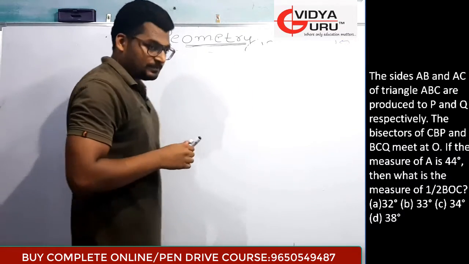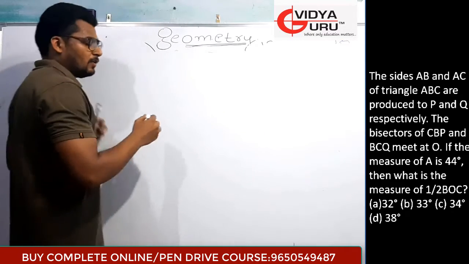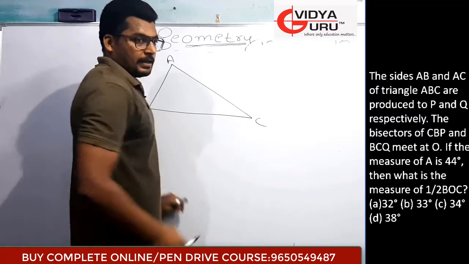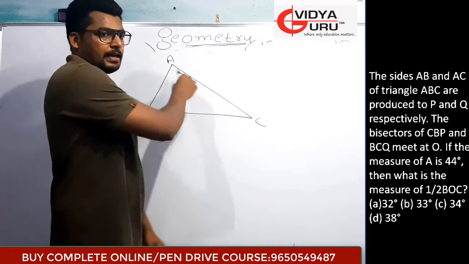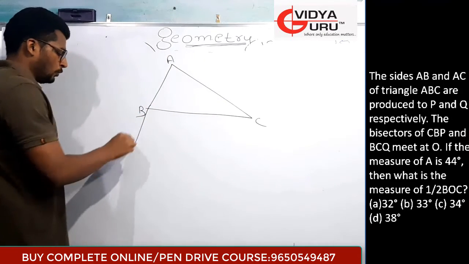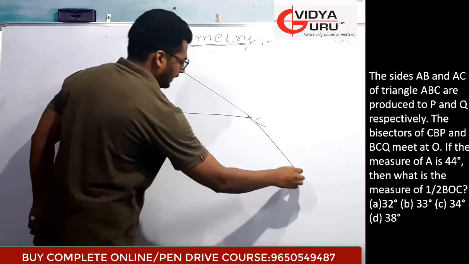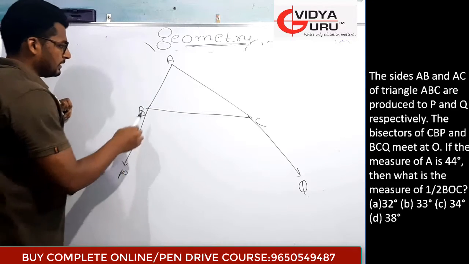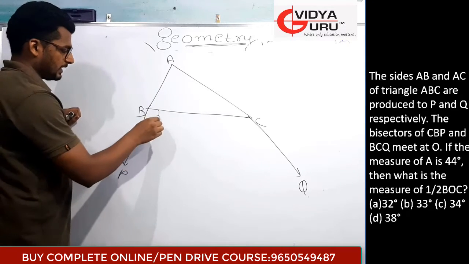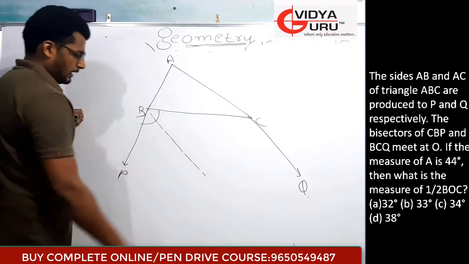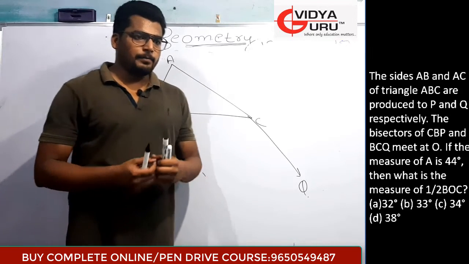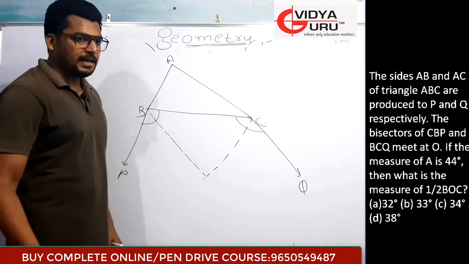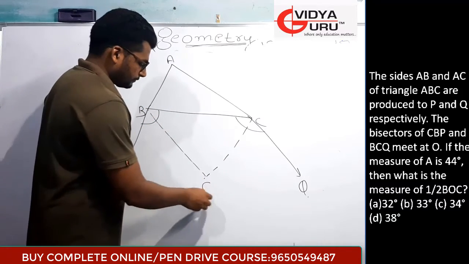What is the next question saying? The sides AB and AC of triangle ABC are produced to P and Q. The bisector of angle CBP and the bisector of angle BCQ meet at O.